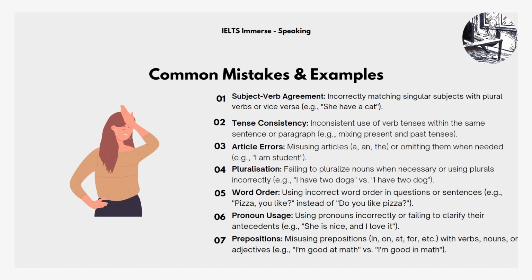Pronoun usage. She is nice and I love it. So you're incorrectly using the pronoun. She is nice and I love it. I love, what is it exactly? And sometimes we get confused between she and he. So just make sure that you're using the right pronouns.